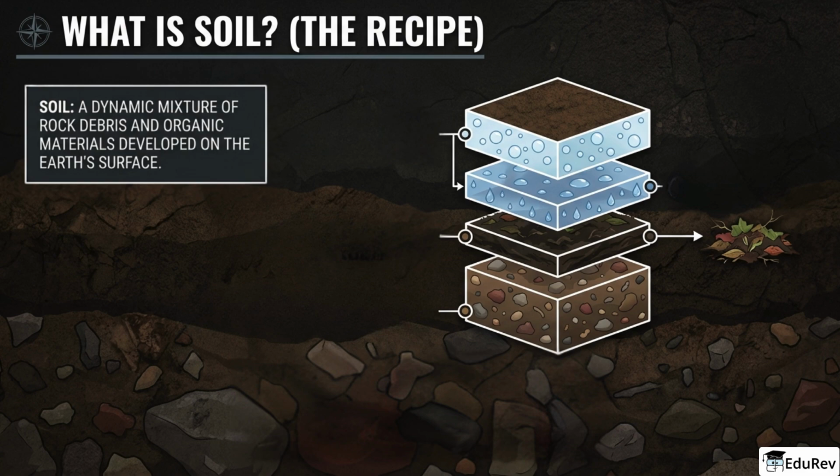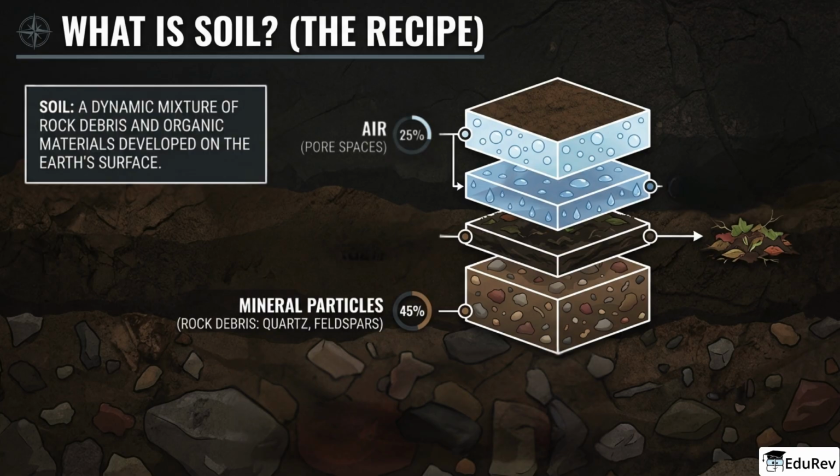Now lock the standard composition. About 45% mineral particles, mainly rock debris such as quartz and feldspars. About 25% air in pore spaces. About 25% water in those same pore spaces. And about 5% organic matter, also called humus. Humus simply means decayed organic material that improves fertility and structure.